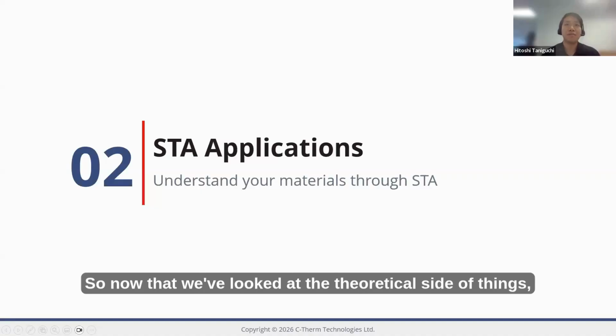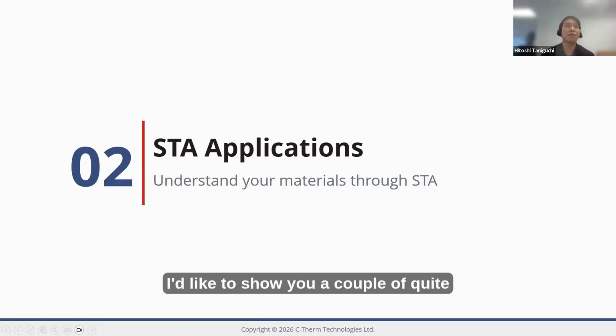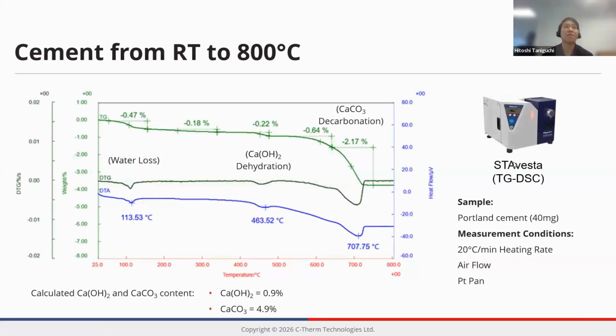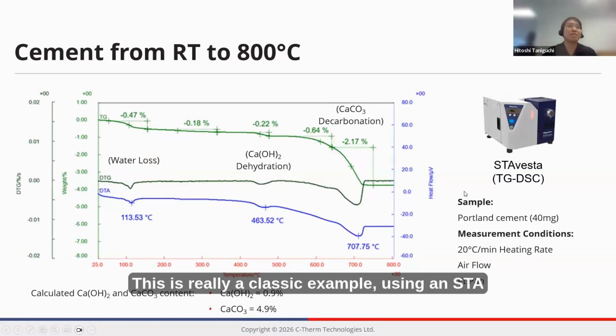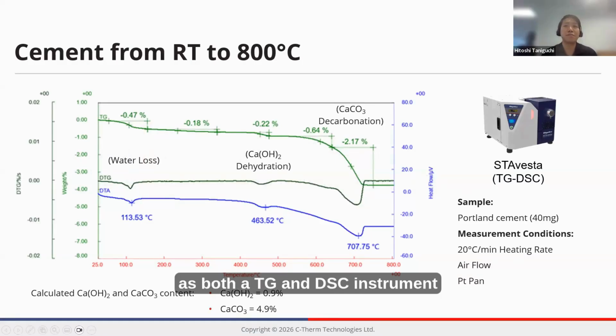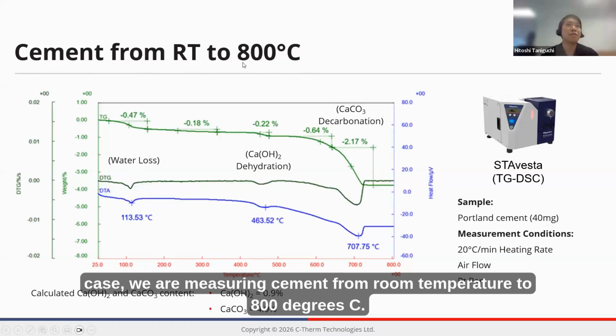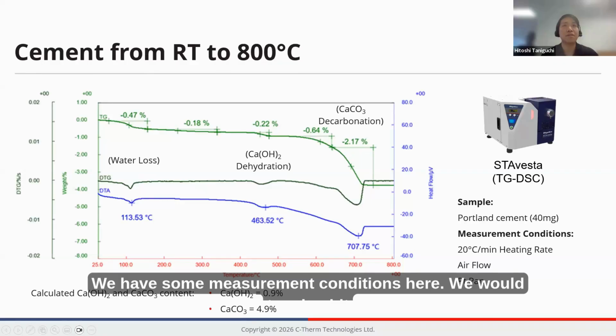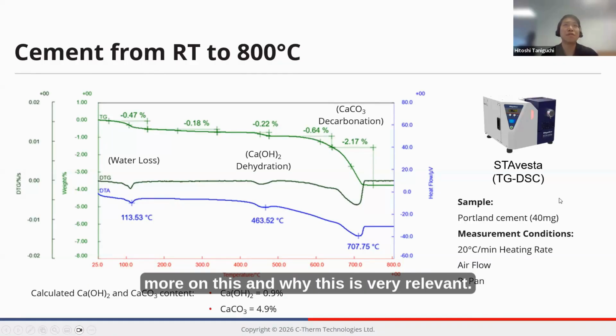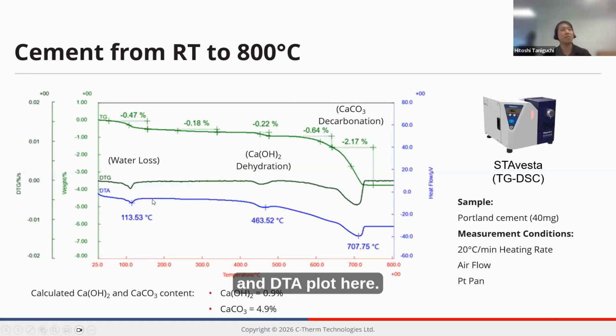So now that we've looked at the theoretical side of things, I'd like to show you a couple of quite nice applications you can do using STAs. This is really a classic example, using an STA as both a TG and DSC instrument at the same time, which is what it's really meant for. So in this case, we're measuring cement from room temperature to 800 degrees C. We have some measurement conditions here. We will touch a bit more on this and why this is very relevant, but for now, let's just look at the TG and DTA plot here.